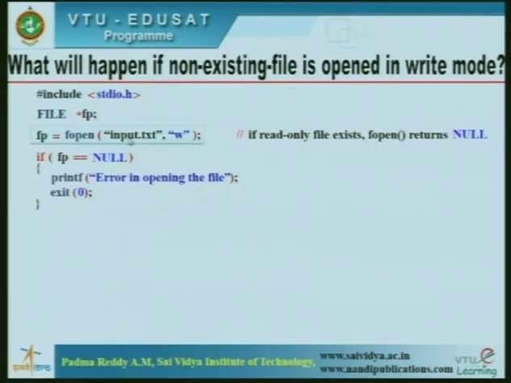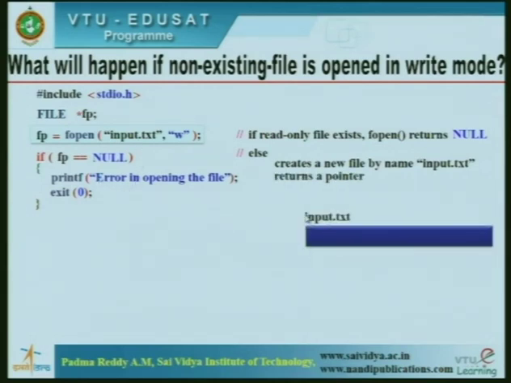Let me assume there is a file by name input.txt and the file is non-existing, it is not there. What will happen? It creates a new file named input.txt. If input.txt does not exist on the hard disk, that file will be created and it returns a pointer to the beginning of the file. So fp points to the beginning of the new file. Is fp equal to null? No, it is not equal to null because fp points to something here.